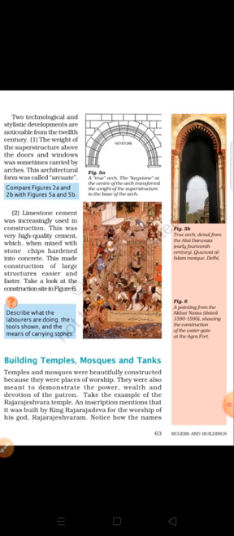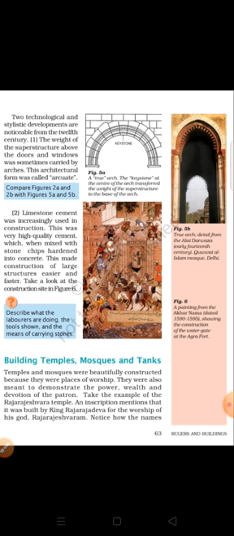So in this we are going to study further: building temples, mosques and tanks, how they made them. Temples and mosques were beautifully constructed because they were places of worship. They were also made to demonstrate power. Which type of buildings did they make? They also showed their power. Which type of power? How much wealth they had? Wealth and devotion of the patron to the particular deities, meaning how much devotion you have toward them.